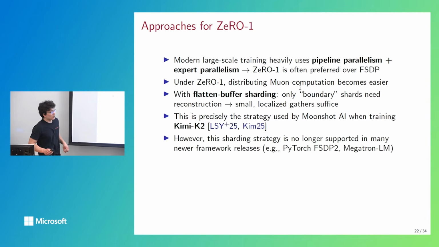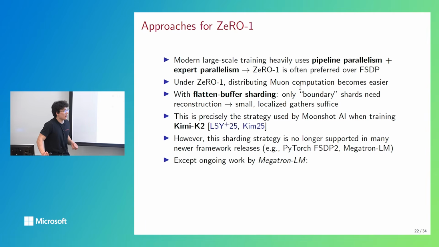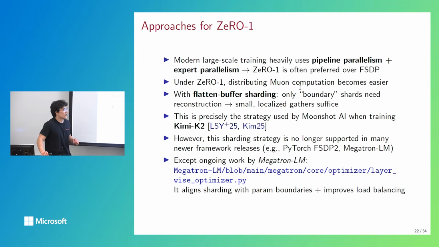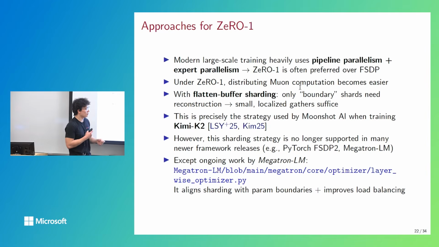But unfortunately, the newer releases of these large-scale training frameworks don't support this flattened buffer sharding anymore. So we have to come up with different strategies. Although, in Megatron LM, they're looking at some new way to do 0-1 sharding, where they align the 0-1 sharding with the parameter boundaries, such that we don't need the small localized gathers that the Kimi team did. And also they consider some load balancing.